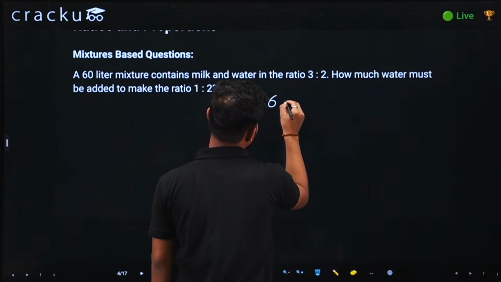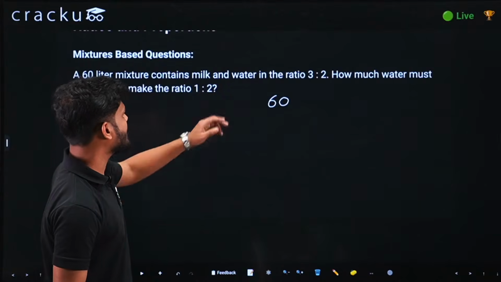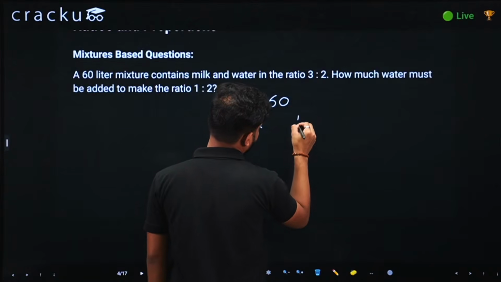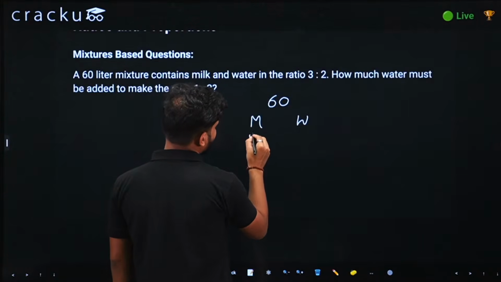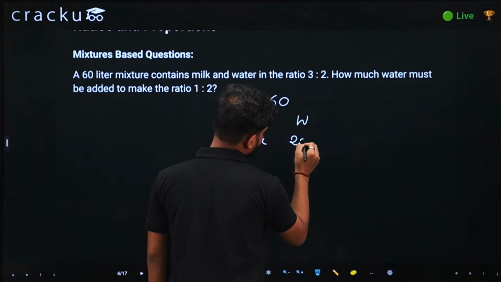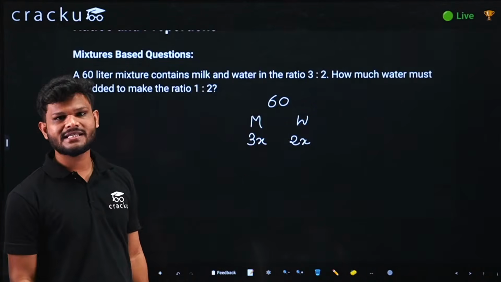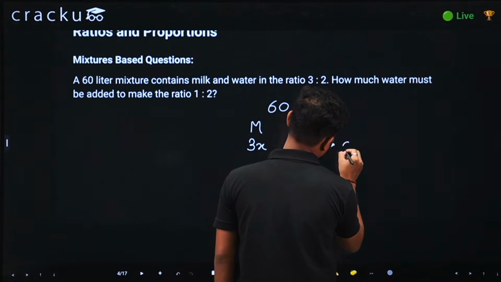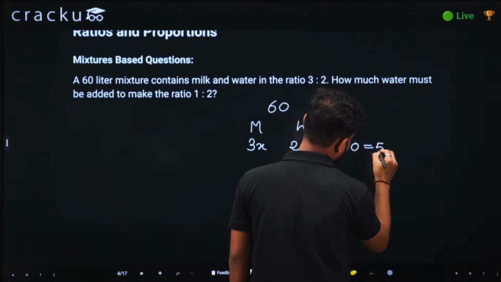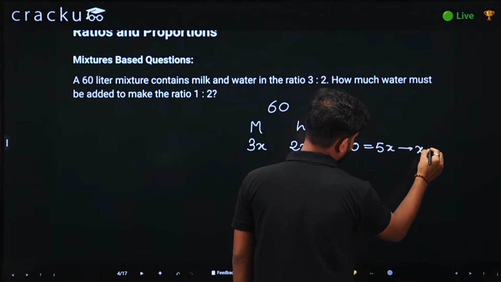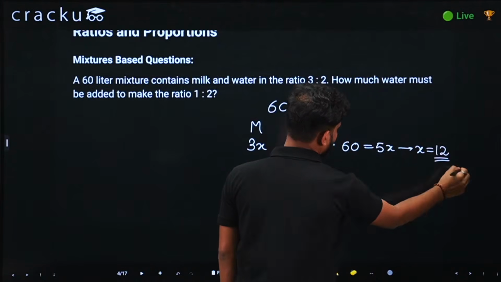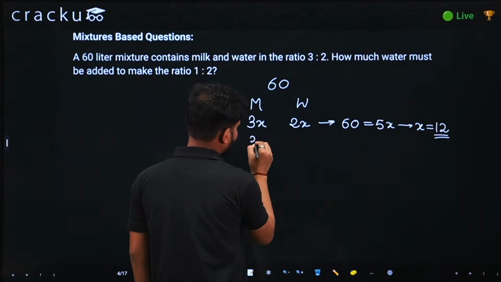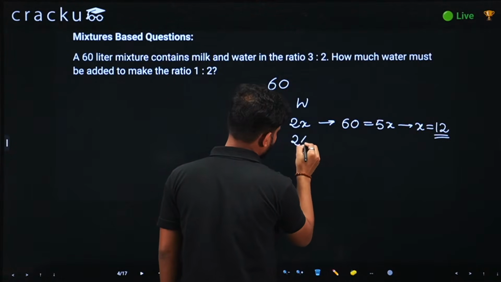So we will go first by the equation part. Milk and water are in the ratio what? We have milk and we have water, right? So let us say milk is 3x, water is 2x, right? So 3x plus 2x is what? Total quantity. And what is the total quantity? It is 60. So I can write 60 equal to 3x plus 2x, which is 5x, so x equal to 12, right? So x becomes 12. Now milk will be what? 36, and water will be 24.